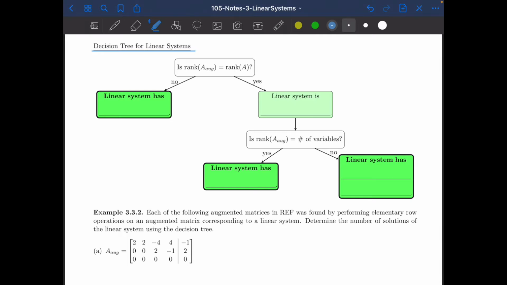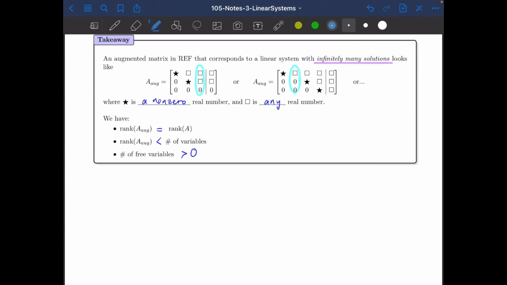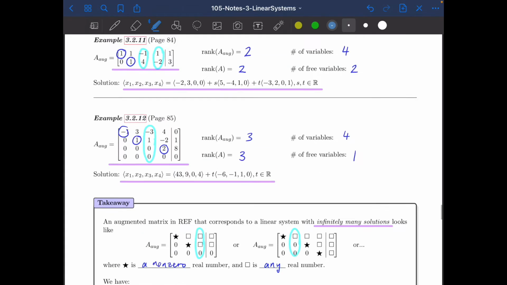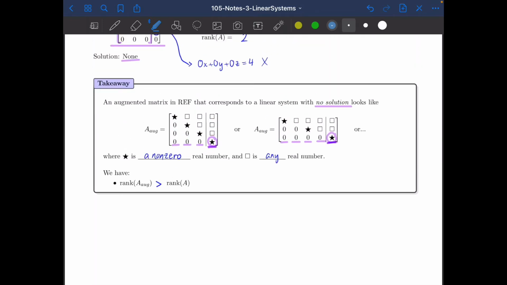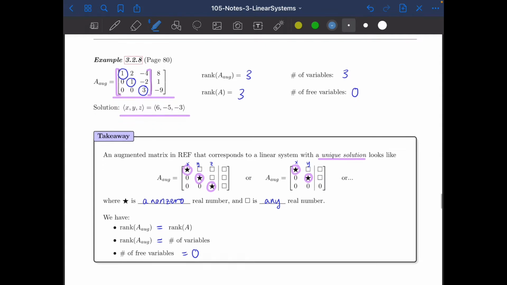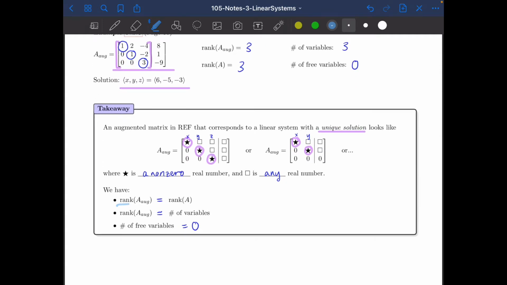The first question in the decision tree is: is the rank of the augmented matrix equal to the rank of the coefficient matrix? Let's look at the takeaways that we had in the previous video. In the case of infinitely many solutions, the rank of the augmented matrix is equal to the rank of the coefficient matrix. In the case of no solution, the rank of the augmented matrix is greater than the rank of the coefficient matrix. And in the case of a unique solution, the rank of the augmented matrix is equal to the rank of the coefficient matrix.